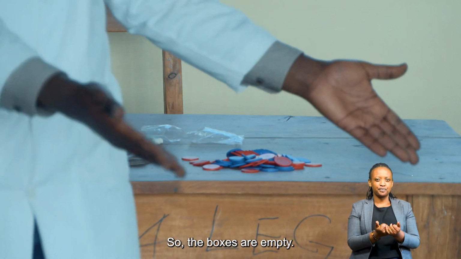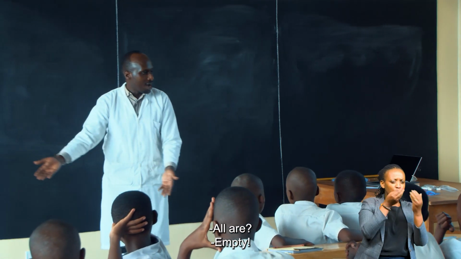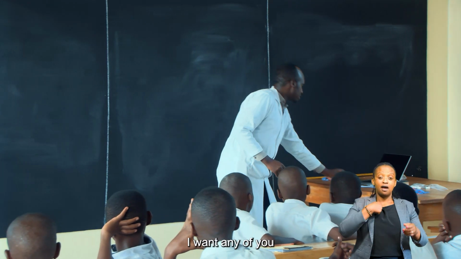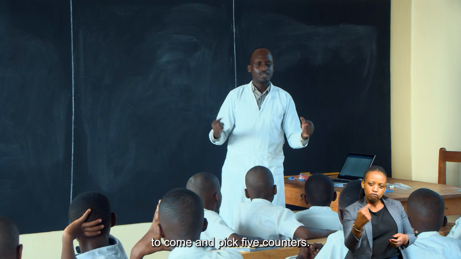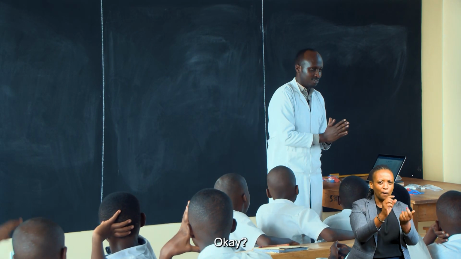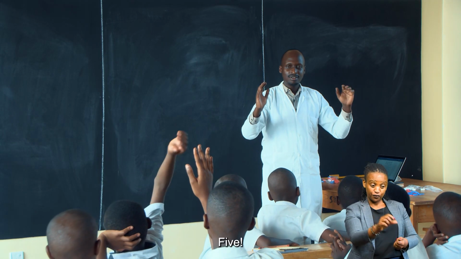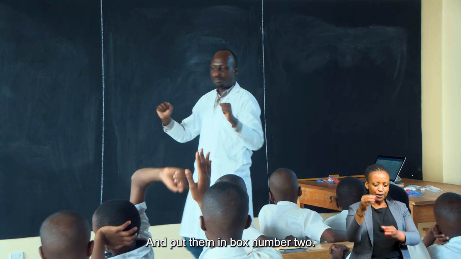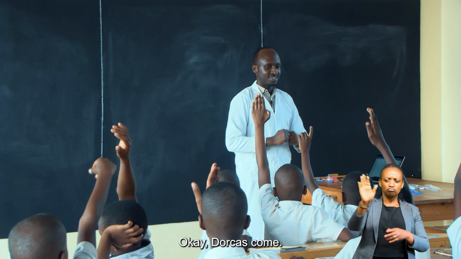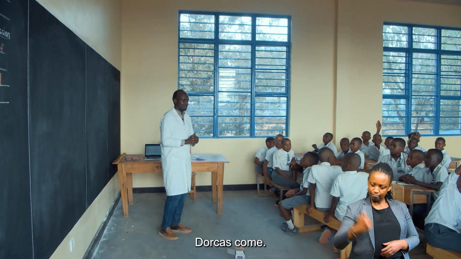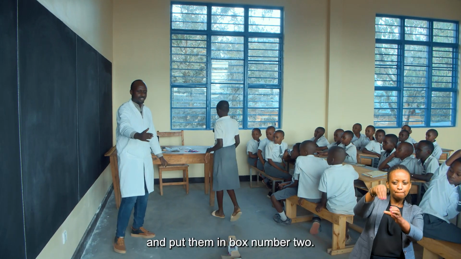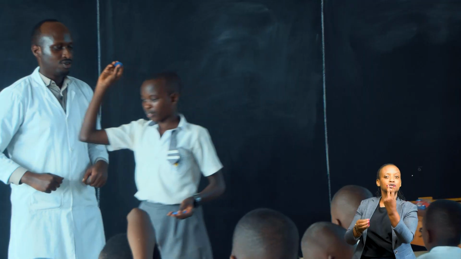Okay. So, the boxes are empty. And then I want anyone from you to come and pick 5 counters. How many counters? 5 counters. And put them in box number 2. Okay, Dorcas, come. You count 5 counters and put them in box number 2.